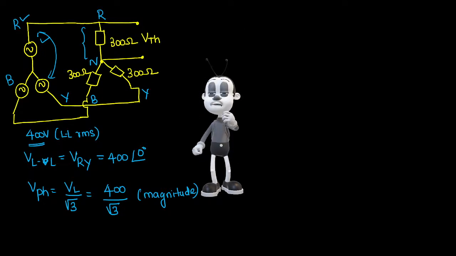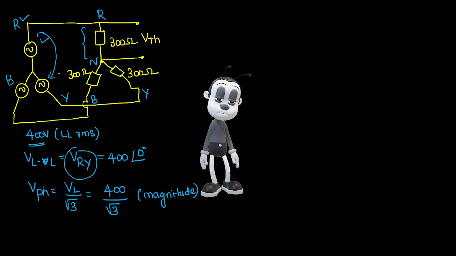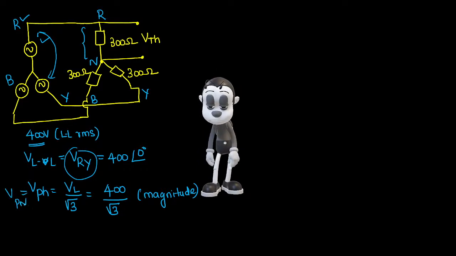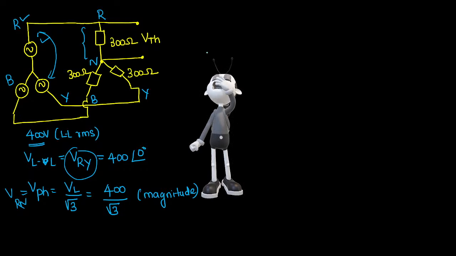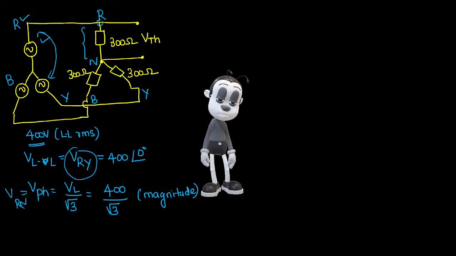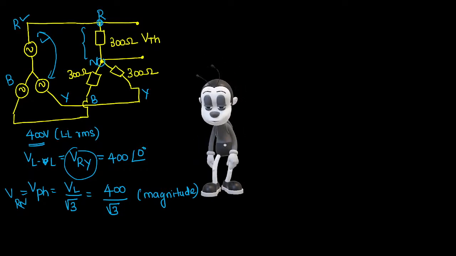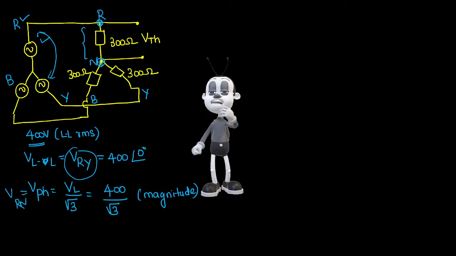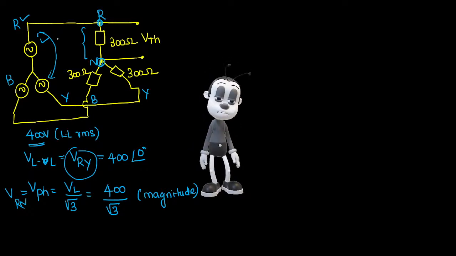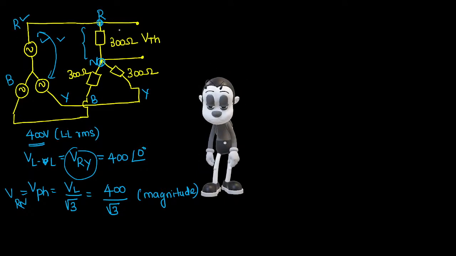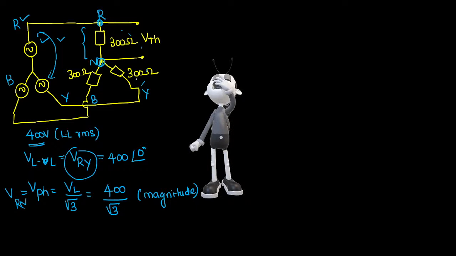Now, what is this? This is the line to line R to Y voltage. Then this voltage can be written as Rn. Yes or no? That is phase voltage. I can say that is the voltage drop across the R to N. System is balanced. So directly you can take the line voltage of this R to Y as the line voltage between these 300 ohm loads.